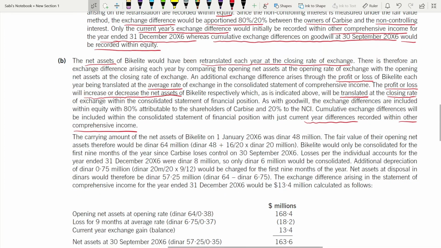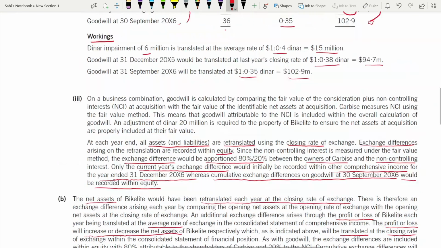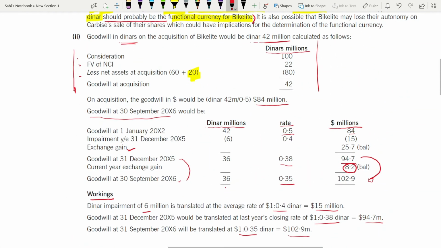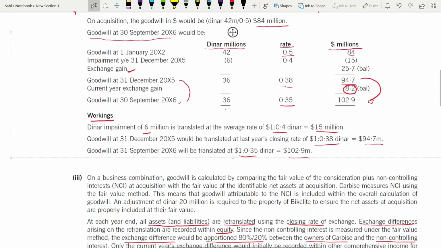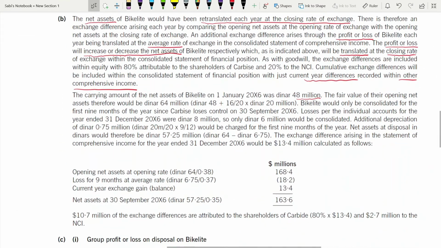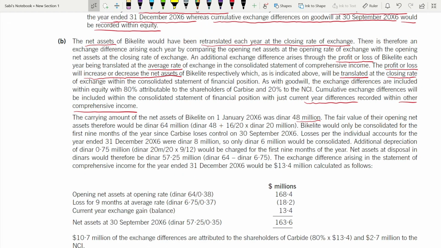Next, what is it? So the carrying amount of the net assets of Bike on 1st of January 2006 was 48 million. Carrying amount of net assets. Is it so? Dinar.